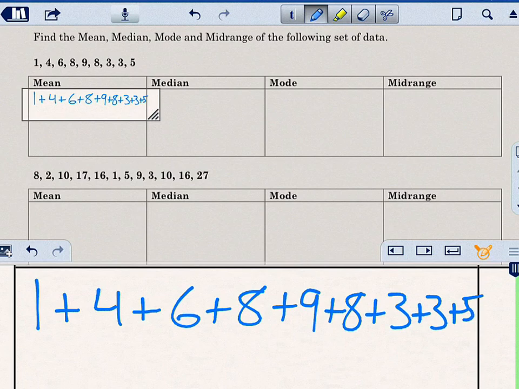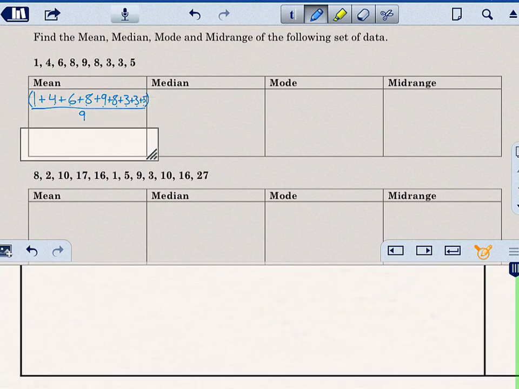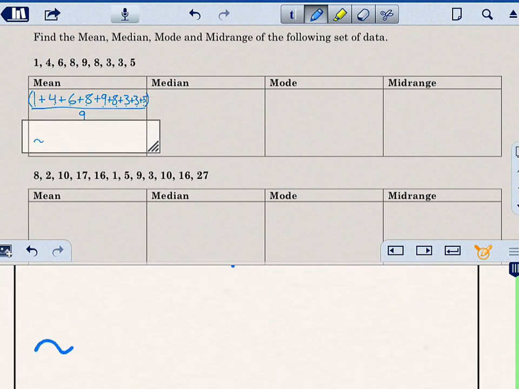Okay, and then we want to divide by how many pieces of data there are. Well, there are 1, 2, 3, 4, 5, 6, 7, 8, 9 pieces of data. So we're going to divide by 9. Now if you do this in your calculator, make sure that you take the entire sum of the top before dividing by 9. And when you do this, you should get about 5.2 repeating. So this is the mean of that set of data.